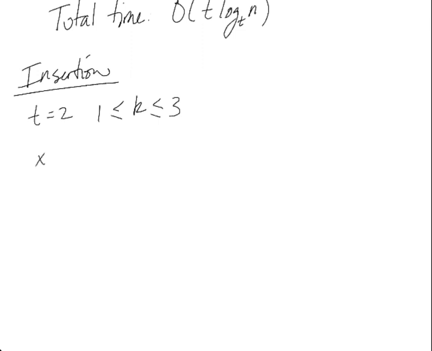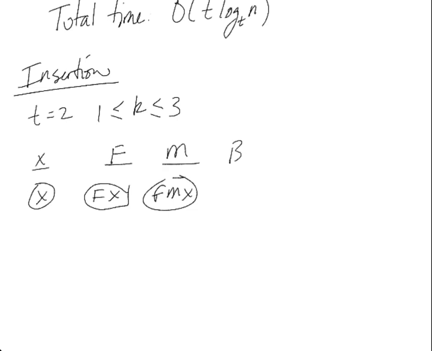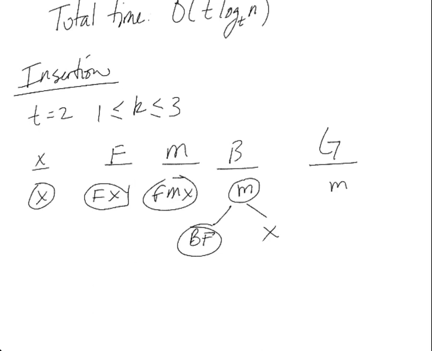So if we insert X, we get X, then F, we're going to get F X, then we'll insert M, F M X, then we'll insert B, and so we're going to pull M up, drop F and X down as children, and insert B into its proper place. Then if we do G, B F G, and then if we insert J now, it gets interesting.